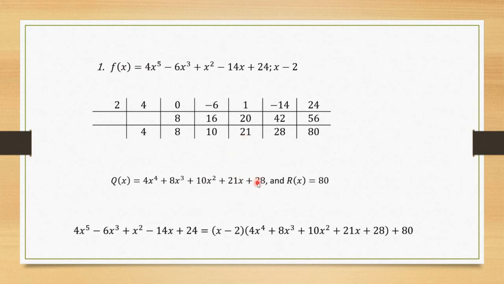28. The last number is always the remainder. As I said before, 80 is the remainder. So this is our quotient. This is our remainder. So we have f, which is up here, is x minus 2 times the quotient plus the remainder. Okay, that's good. So now we stop here. Let's go on to the next example, but are there any questions first about this?